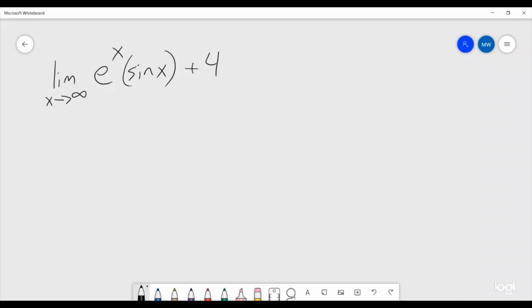Okay, hopefully that was enough time for you to figure it out. If it wasn't, pause the video. You have that ability. So what we need is a function that's always bigger than e to the x sine x and a function that's always smaller than e to the x sine x plus 4. So we can squeeze e to the x sine x plus 4. This is always going to be less than or equal to just e to the x plus 4, because sine x is always between negative 1 and 1.